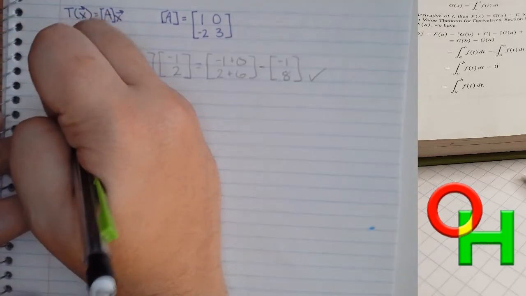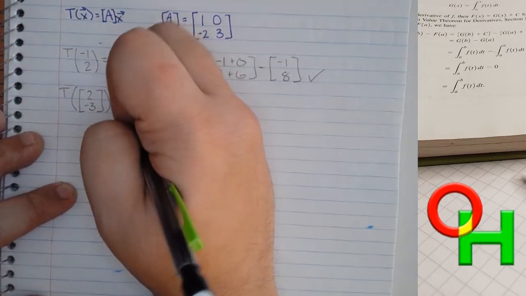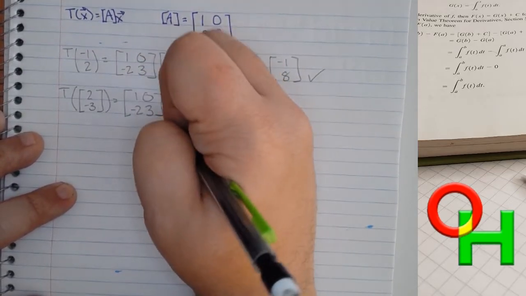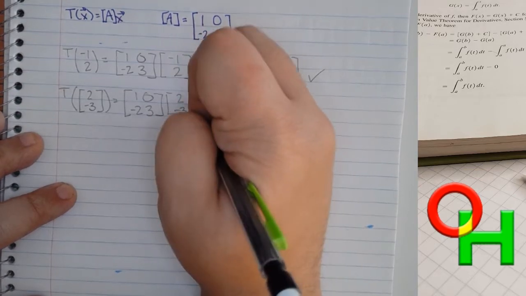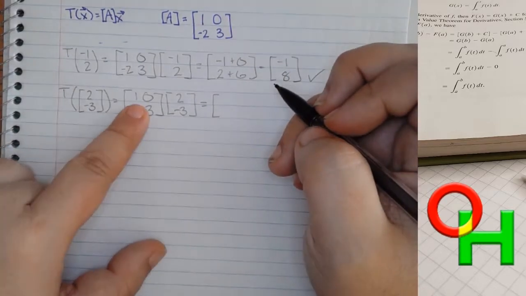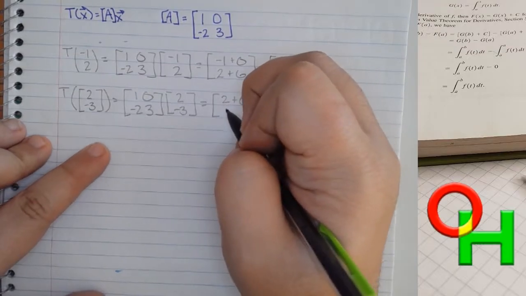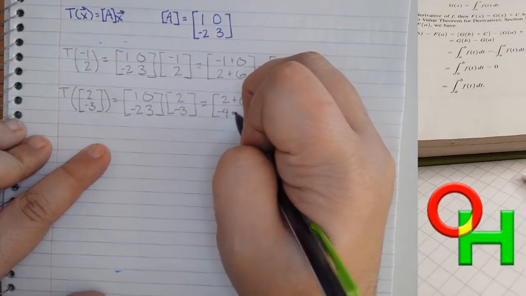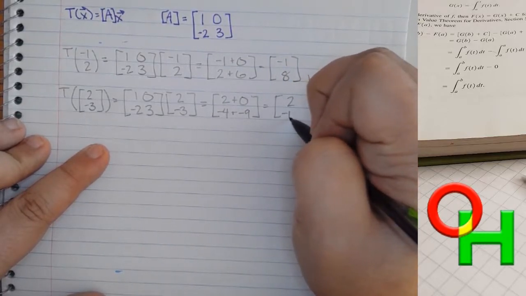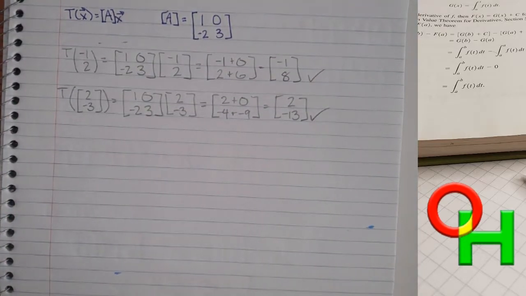Then if I do my transformation of (2, -3), I take the same matrix A and multiply it by (2, -3). I'm hoping to get (2, -13). Let's see. 1 times 2 is 2 plus 0, and then that's going to be -4 plus -9. And that does indeed give me (2, -13). So we know that we have the proper matrix.